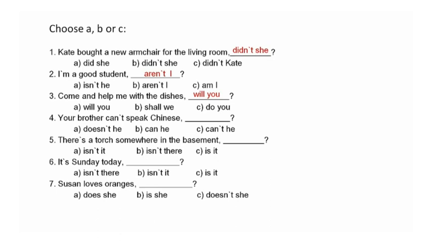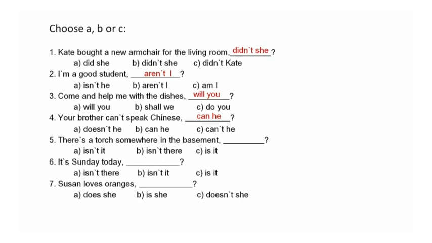Number 4. Your brother can't speak Chinese. What's the correct question tag here? Is it doesn't he, can he, or can't he? What do you think? The correct question tag here is can he. We had can't. That's why we need can in the question tag, and we use he because the subject of the sentence is your brother.